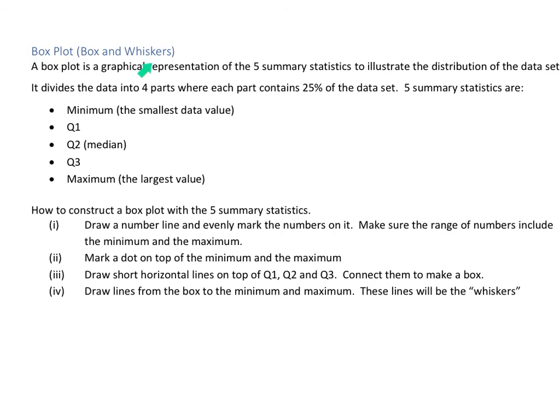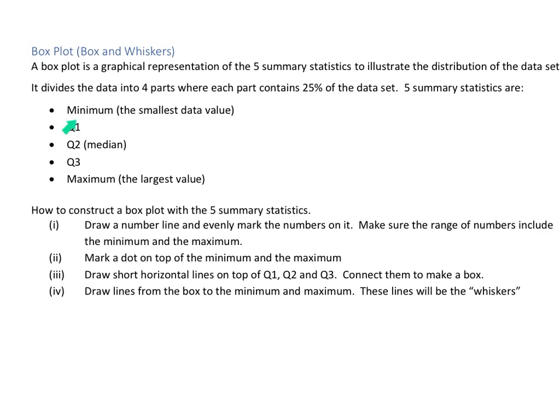A box plot is the graphical representation of 5 summary statistics to illustrate the distribution of the data set. So this is going to combine what we just talked about previously. It divides data into 4 parts. So again, didn't we kind of do that for quartiles? Because each quartile is 25%, there are 4 quartiles. That's exactly correct. For the box plot, it divides data into 4 parts where each part contains 25%. So basically it's quartiles, right?